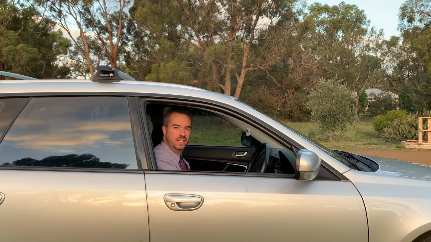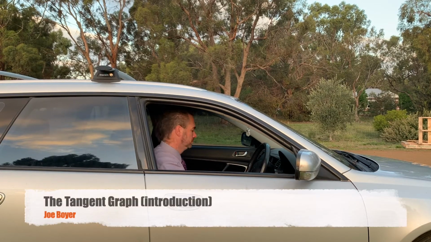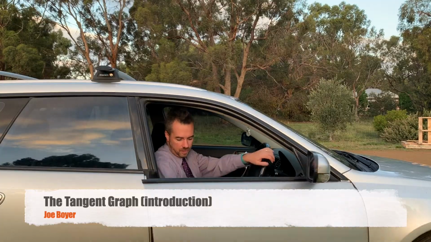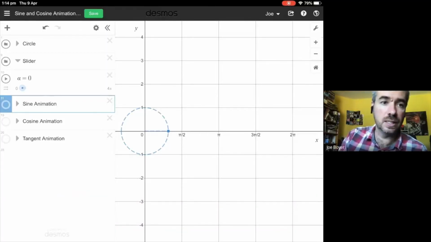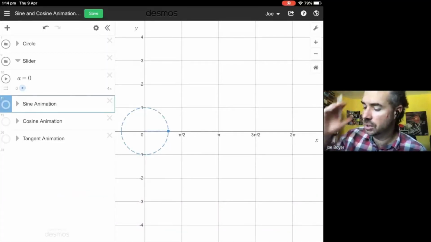Today's topic is tangent graphs. All right, we'll get started. The next thing that I'm going to be talking about is introducing the new tangent graph.